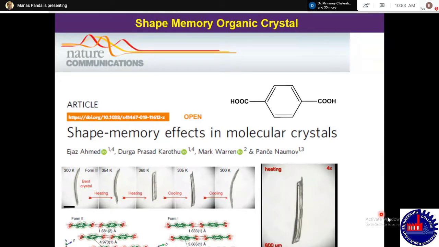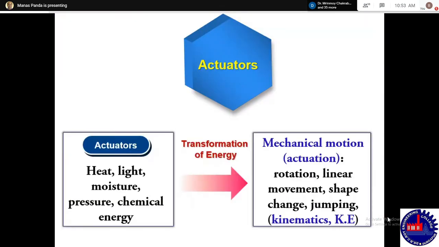Now coming to another interesting part, actuators. Okay, what are actuators? Now in nature, you can see many actuators. I think I have to move fast because there is not much time. Actuators. So what are actuators? Actuators are materials which can transform any kind of external stimuli like heat, light, electrical, moisture, pressure, chemical energy to mechanical motion. So they can change their shape, they can actuate themselves. They can change their shape, jumping, or linear motion, rotary motion, or even volume change, etc.